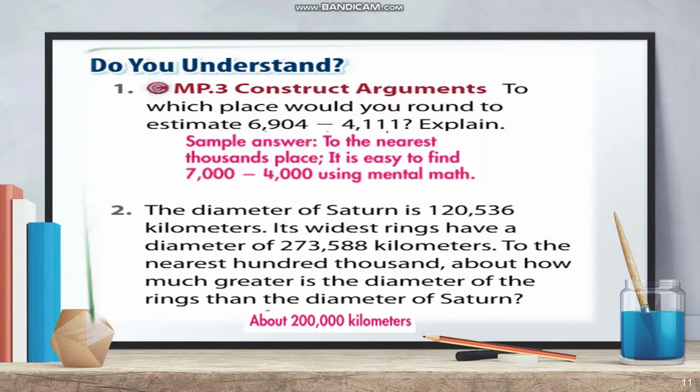So to which place would you round to estimate 6,904 minus 4,111? Explain. So this is the sample answer. You can round to the nearest thousands place, and it is easy to find 7,000 minus 4,000. Why 7,000 minus 4,000? Because the thousands place is 6, and if you round that one, it becomes 7,000. The thousands place is 4. When you round that one, it becomes 4,000.